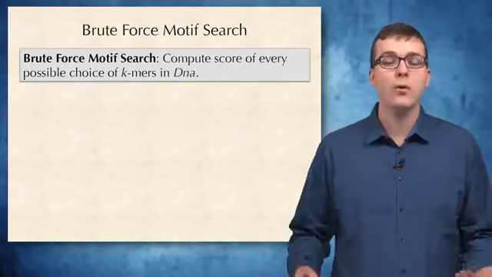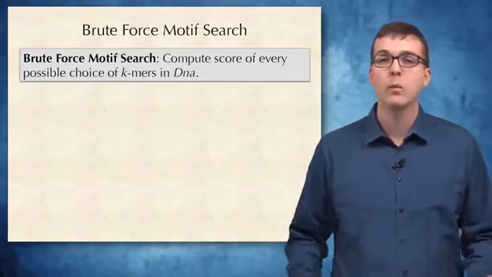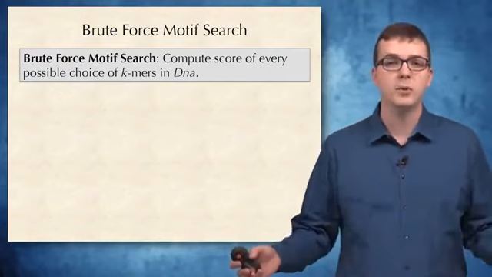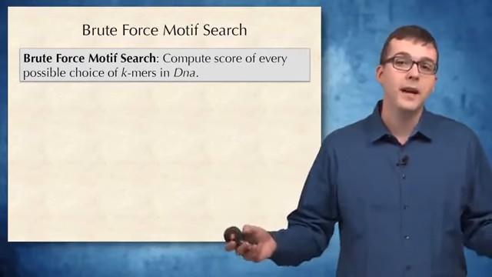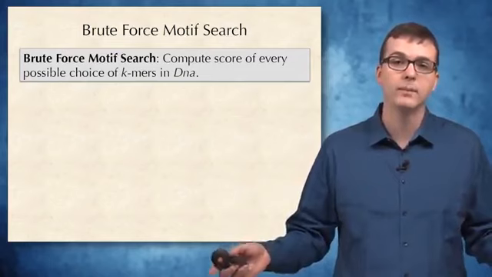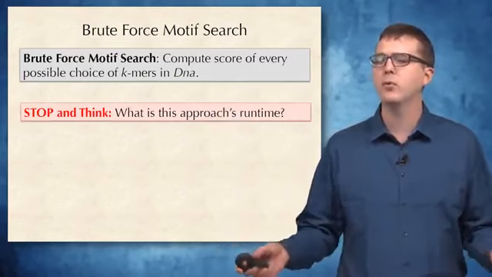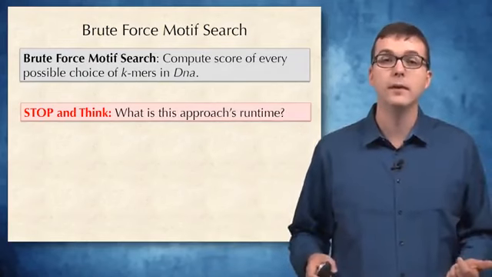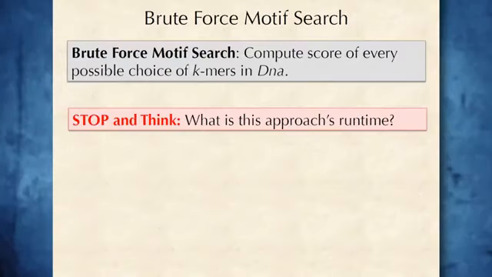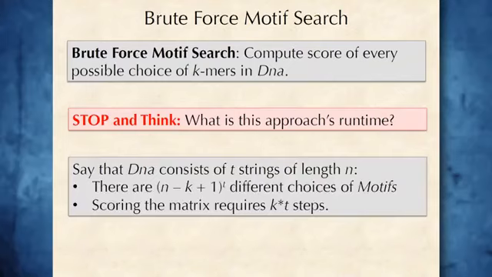A brute force algorithm for the motif finding problem would simply consider every possible choice of k-mers to form a motif matrix, and then simply take a collection of k-mers having the lowest score. But as with any brute force approach, we need to ask ourselves how fast this algorithm is. Assuming that there are, say, t strings under consideration, all of length n, then there are (n - k + 1)^t such possibilities for how to form a motif matrix.